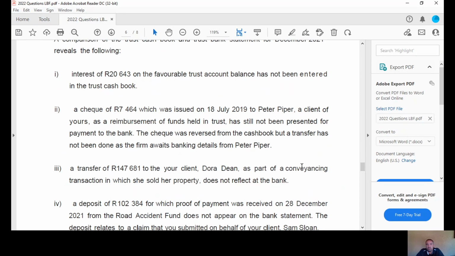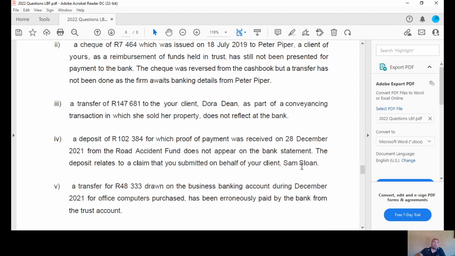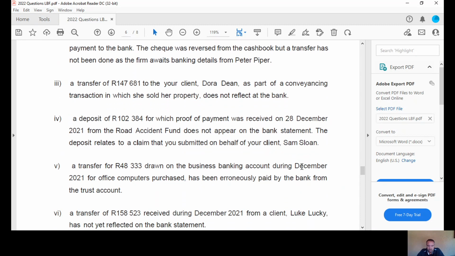But they've already done it, so there's nothing here to do. Okay, moving on to 3. A transfer of 147,681 to your client, a bit of a grammar error there, to the client Dora Dean as part of a conveyancing transaction in which she showed a property does not reflect at the bank.